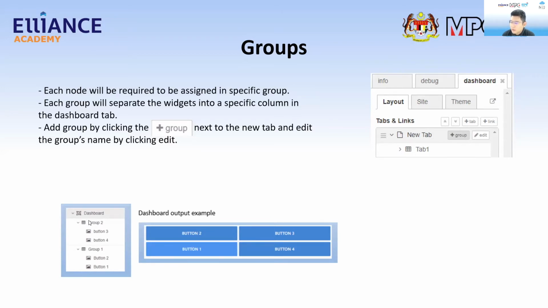Kami guna group untuk differentiate these 2 lines. So this is group 1, this is group 2. We use this group to split these buttons into two rows.